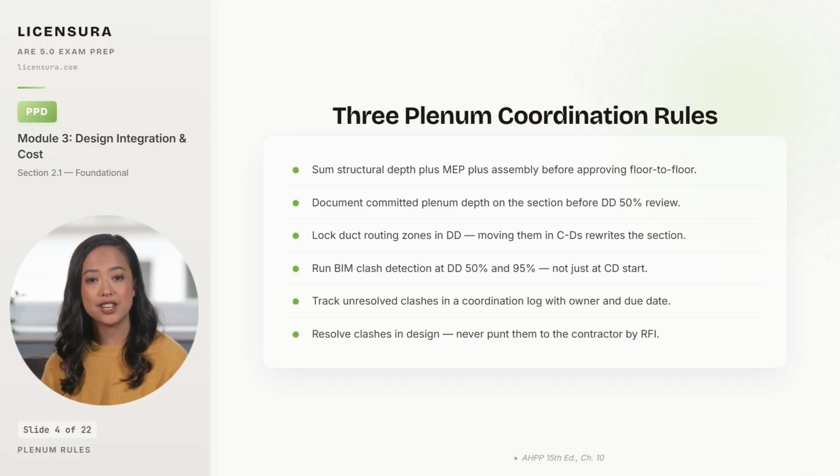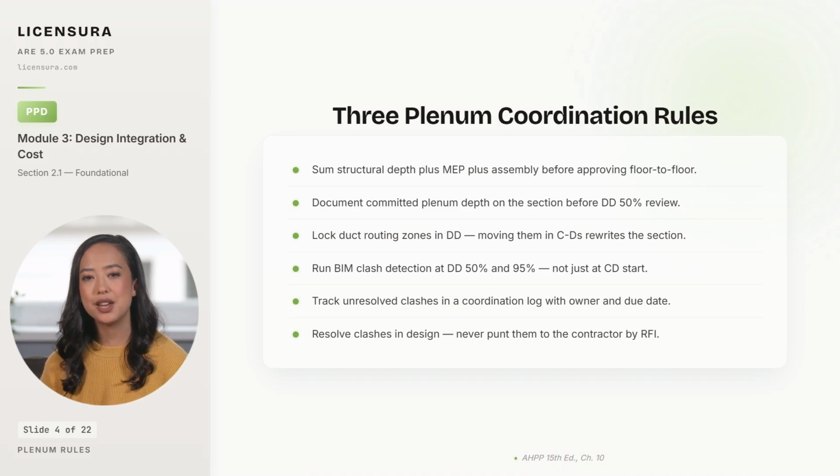Pretending the math will work out is the single most common DD coordination failure. Second, document the committed plenum depth on the building section before DD 50% review, so every discipline is sizing against the same vertical envelope. Third, lock duct routing zones in DD. Moving a duct route in CDs means rewriting the section and rerunning clash detection across the whole model.